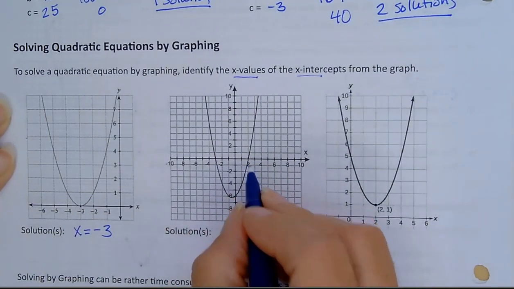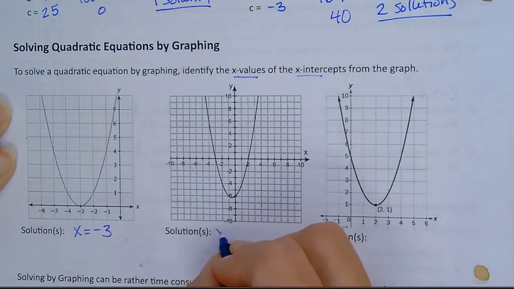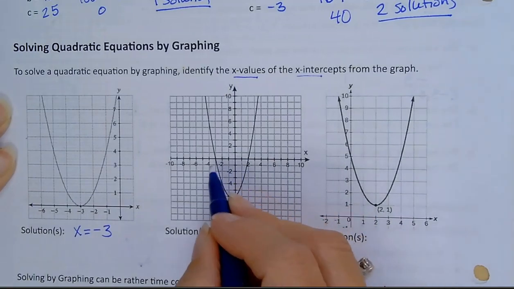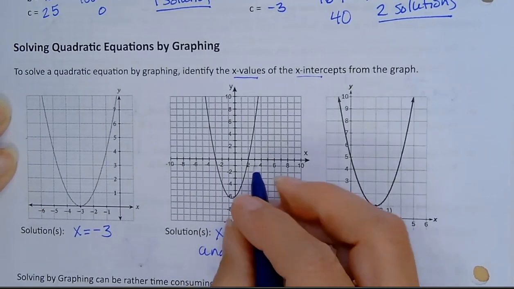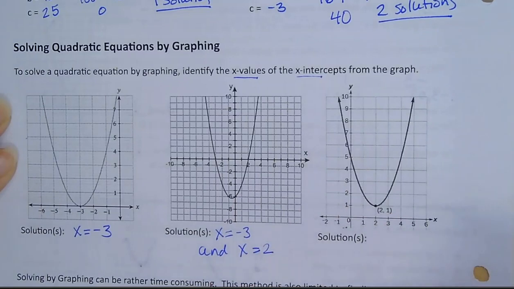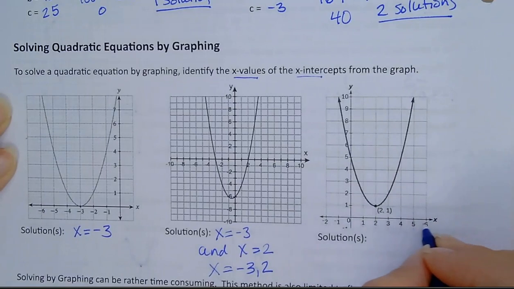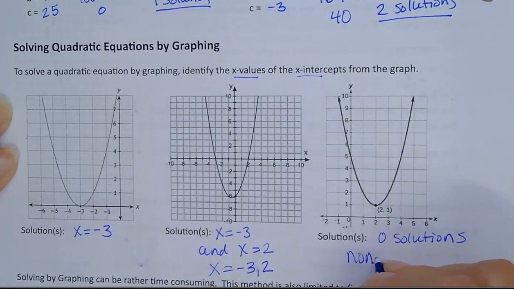Here I have 2 different solutions, so I know that I have a solution at x equals negative 3, and another one at x equals positive 2. You can also write this as x equals negative 3 comma 2. I think math space likes for you to answer that way. Over here, how many times do I touch or cross the x-axis? 0. There are 0 solutions. It's not that x equals 0. There are 0 solutions, or none, or no solutions. So be careful there.